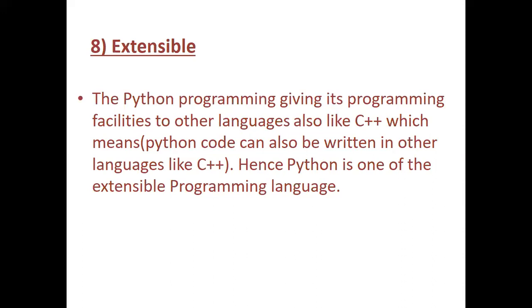Extensible language. Now, why is it extensible? Python gives its programming facilities to other languages also. The Python code can also be written in other languages, like C++. So that is why it is known as an extensible programming language.